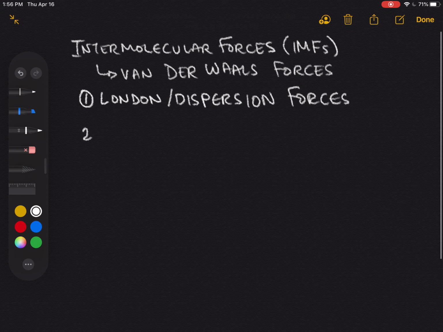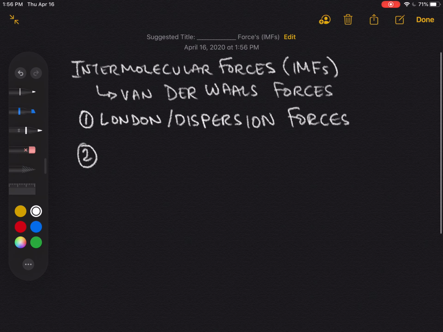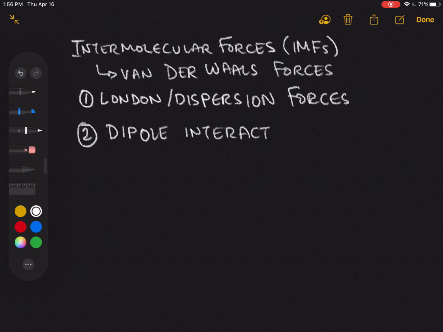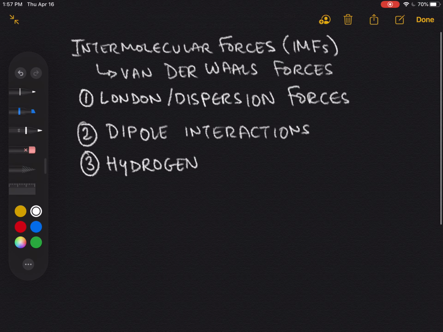Number two, we have dipole interactions. And this is generally between molecules that have dipoles. Doesn't have to be, but it often is. Sometimes called the dipole-dipole interaction. And there's a special case of dipole where it's exceptionally strong compared to other dipolar molecules. And this is hydrogen bonding, also called H bonding.